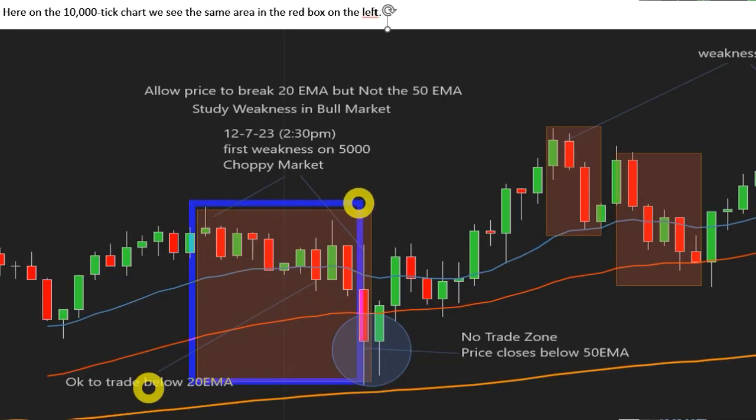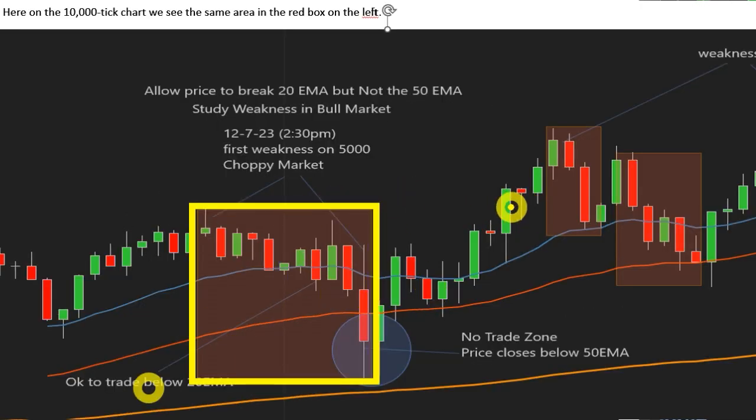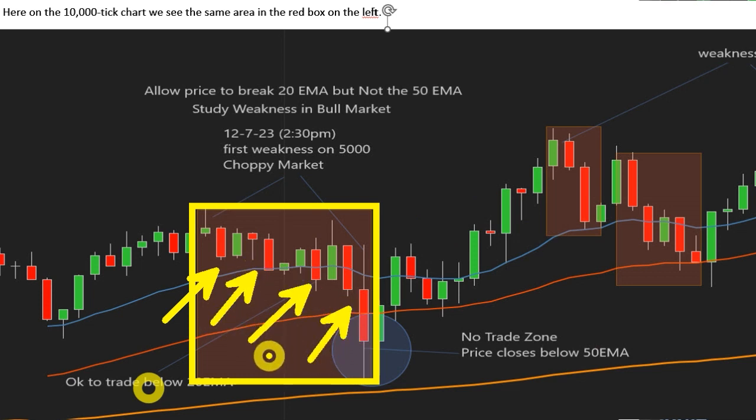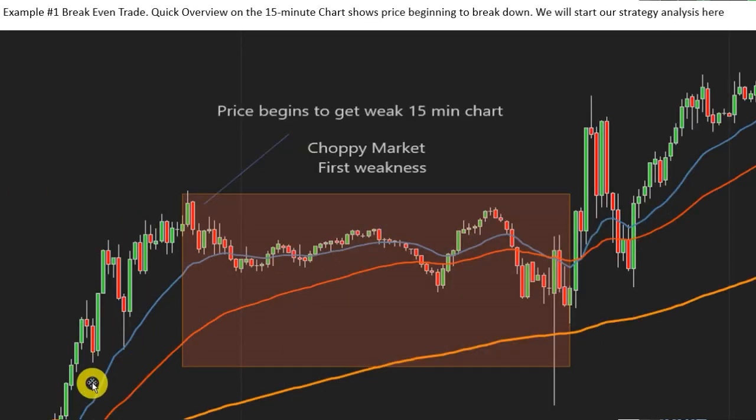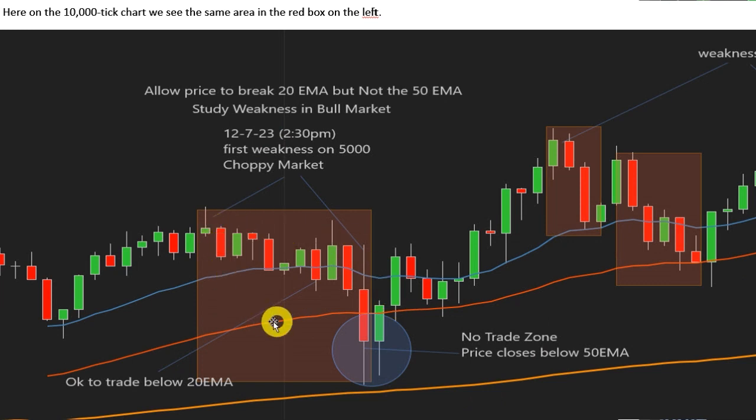Let's continue. Here on the 10,000 tick chart, we see the same area of weakness that we just saw on the 15-minute chart. We're going to look at that red candle, these two red candles, this red candle, and these two red candles. All of that is the same area that we see right here on this time chart, right here in the red box, except on the 10,000 tick chart. So we're going to look at everything in this little area right here. All right, let's continue. First, let's start with this red candle right here, this one candle where we see it go down and bounce back up. We're going to cover that area right there.